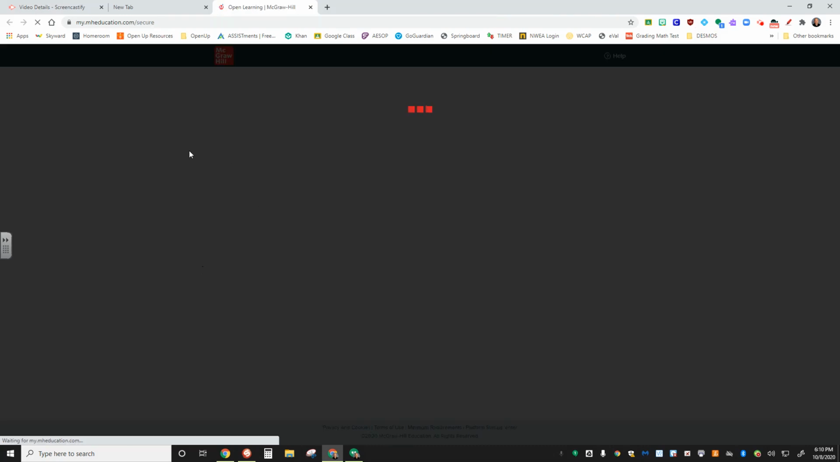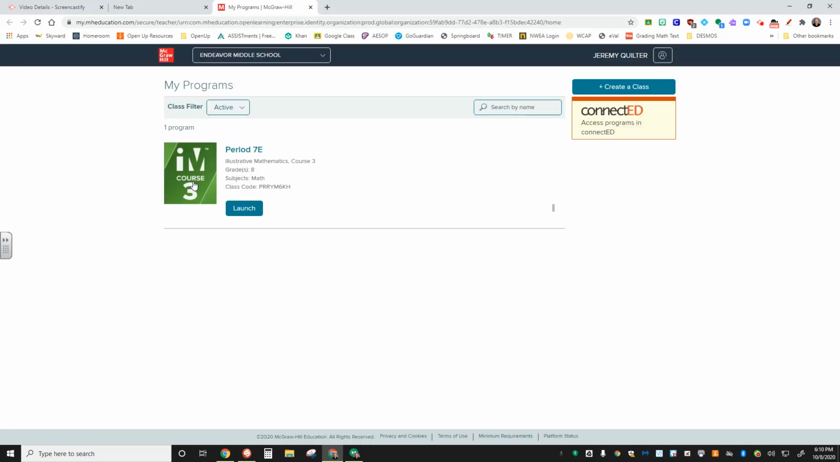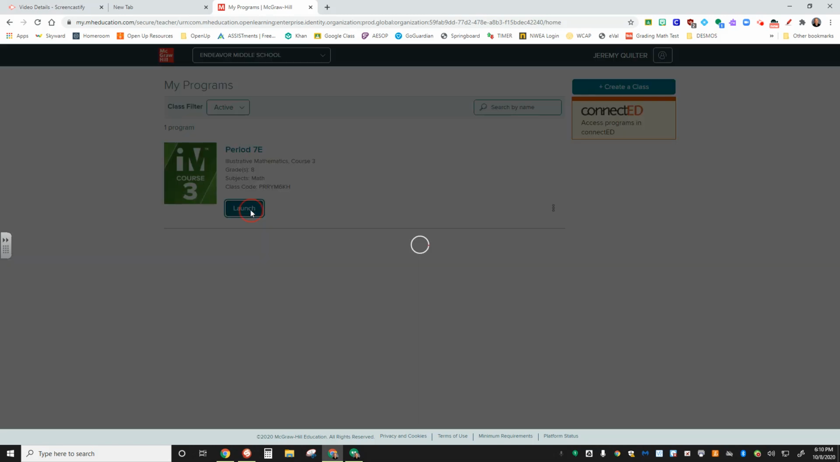And then what you should hopefully see is a page where you're ready to launch that has a green icon that says I am course 3. If you don't see this right here, go ahead and click up at the top. You probably covered in a different school, so go ahead and make sure you can go to your school. I'm going to work in Endeavor Middle School in this one today since I have students there, and give them a little shout out. I'm going to go ahead and click launch.